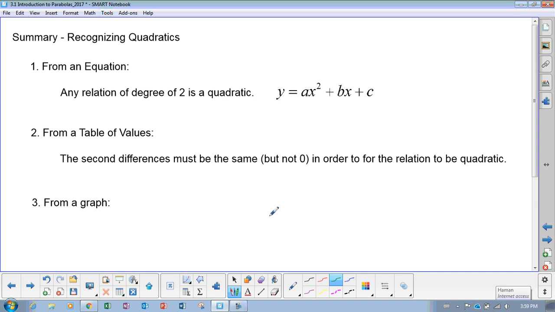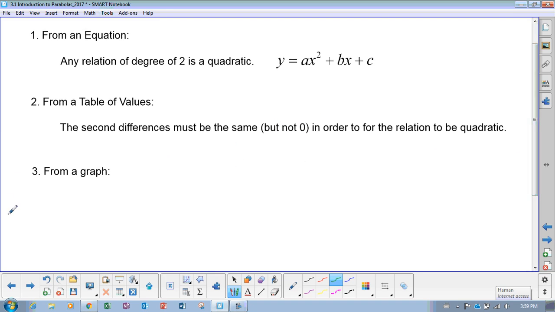So recognizing quadratics. So any relation that has a degree of 2 is going to be a quadratic. So that means the degree of 2, the highest number, is going to be 2 in terms of the exponents. From a table of values, the second differences must be the same, but not 0 for it to be a quadratic. And then from a graph, if it looks like this, where you have a minimum or maximum value, that is going to be an example of a quadratic.